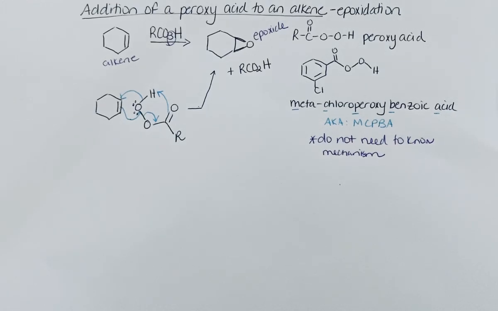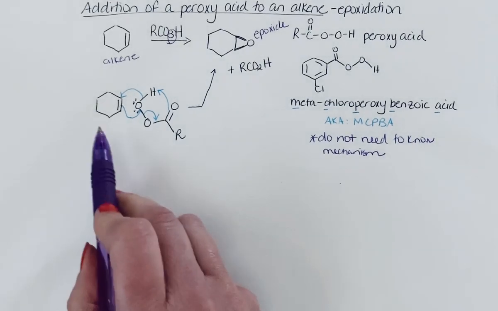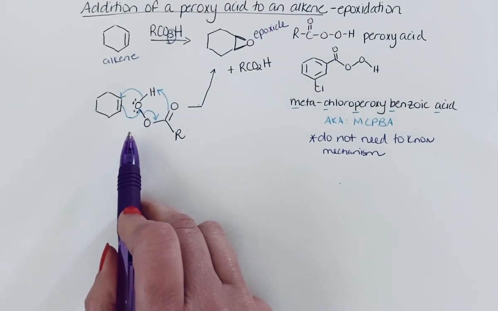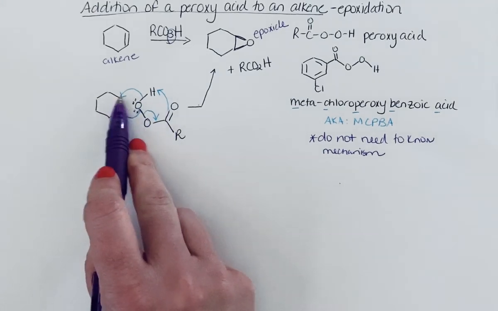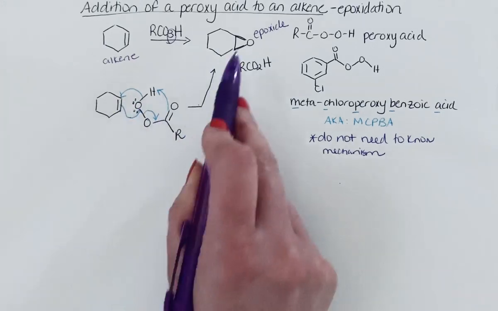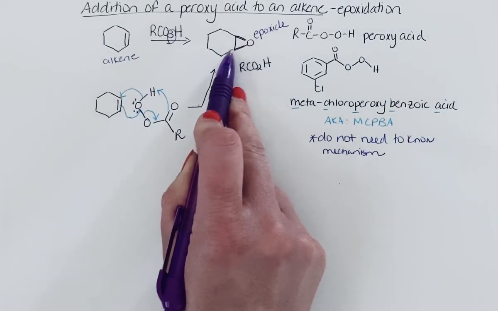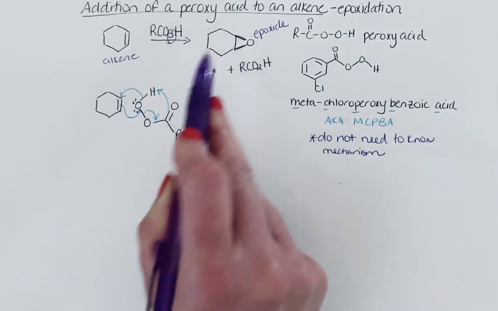Okay, the reason why I'm showing you the mechanism, though, is so that you can see that it takes place in one step, which means that there's no time for anything to rearrange, and that the oxygen is transferred so it's on the same face of the alkene, right? So we see both of these as solid wedges.